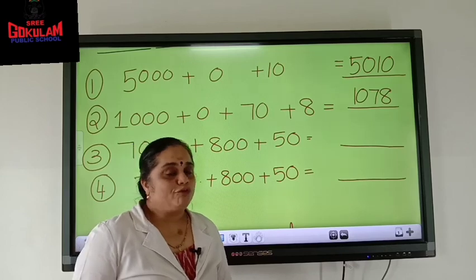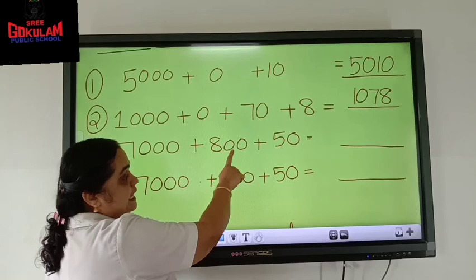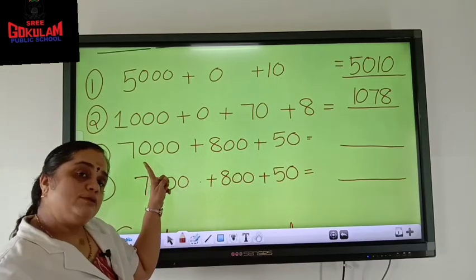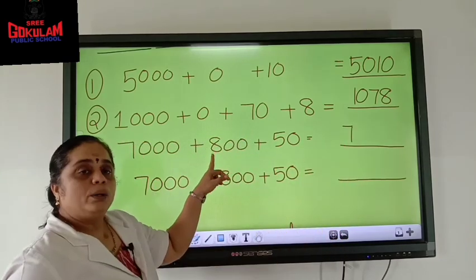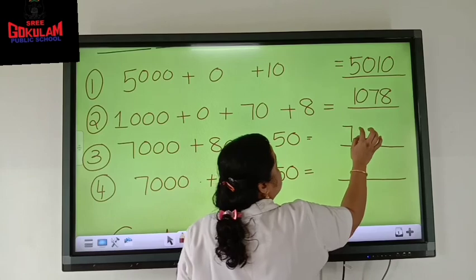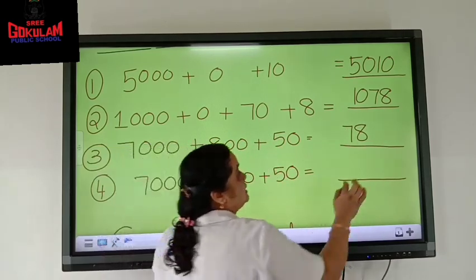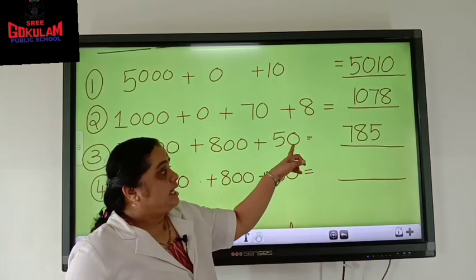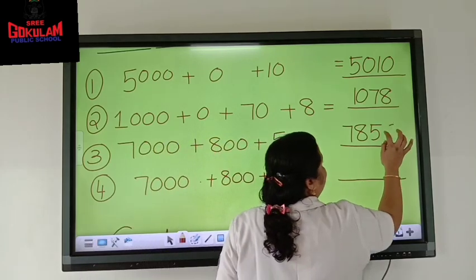1078. Let's go for the next example. 7000 plus 800 plus 50. So what do you have in the thousands place? The number is 7. What about the hundreds place? It is 8. What about its tens place? It is 5. Do you have any number in its ones place? No. So it is 0.